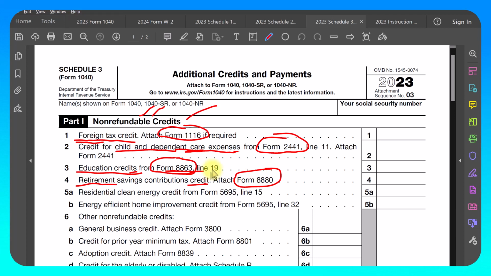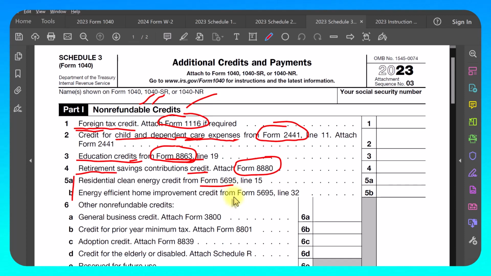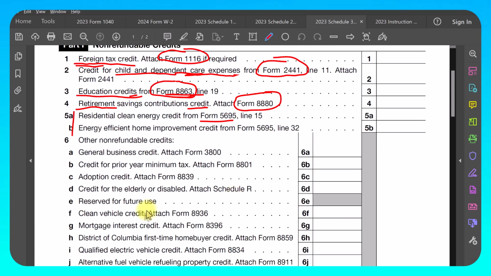What's becoming more and more popular is those photovoltaic systems, solar water heaters, even things like heat pumps, efficient windows, energy efficient improvements, and the government will give you a credit calculated on this form. Even now, more recently, the electric vehicle credit. Yeah?